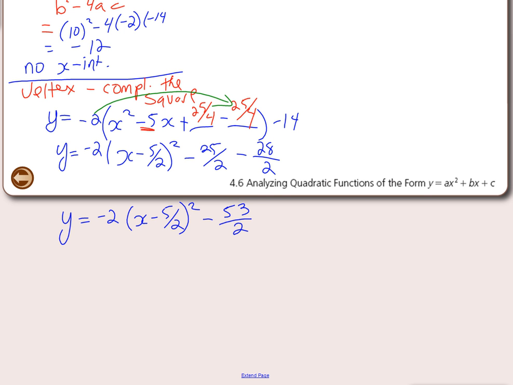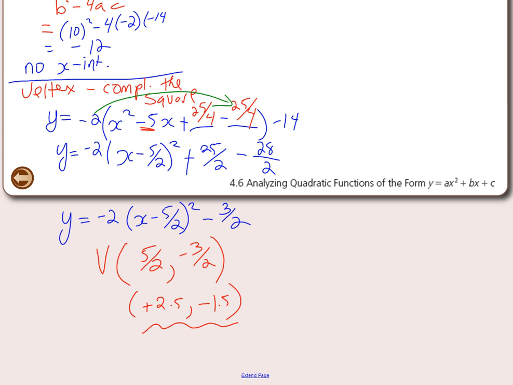Hey, if it helps out, just to look at where those are. Wait a minute. None of you said I made a mistake. That's positive. Negative times a negative. That ain't no 53. Huh. That's actually negative 3 over 2. Ah, that makes a little more sense. So my vertex is at positive 5 over 2, comma, negative 3 over 2. Just to help you to be able to visualize where that is, that's at positive 2.5 and negative 1.5 in the decimal form, just so we can visualize it.